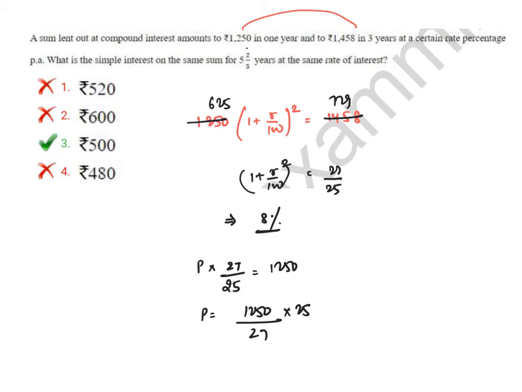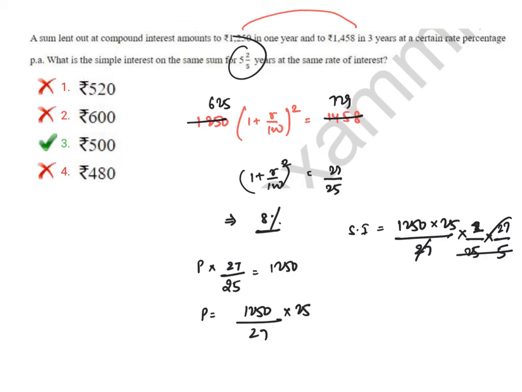So you want simple interest for the same sum for 2 by 5 years. So simple interest is equals to P into R into T by 100, that is 1250 into 25 by 27, into R by 100, 8 by 100, that is you can say 2 by 25, into 2 by 5, that is 27 by 5. So 27, 27 you can cancel. You can cancel 125 tens are. 25 into 2 is 50. 50 into 10 is 500. Therefore, the simple interest is 500 here.